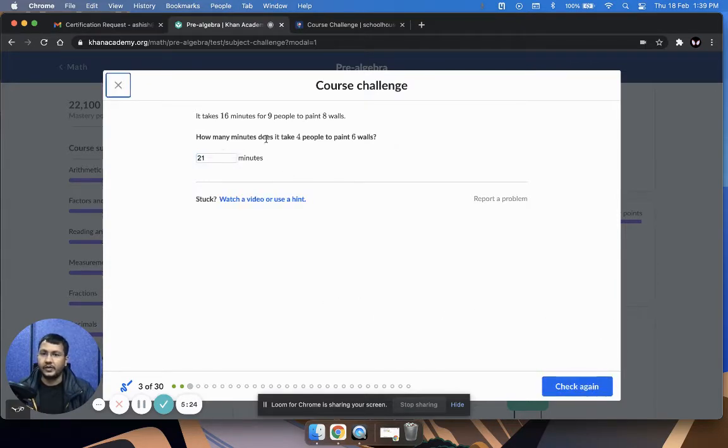Let's do it again. How many minutes does it take 4 people to paint 6 walls? Where did I go wrong? It takes 16 minutes for 9 people to paint 8 walls. 16 minutes for 9 people. So 16 times 9. Was there a calculation mistake? 6 times 9 is 54. 4, 5 carry over. 9 times 1 is 9. 144. 144 minutes to paint 8 walls.